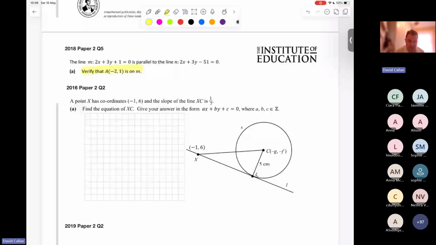2016, we have this lovely point, this lovely slope, and they literally said get the equation in that form there. There you go again, another equation of the line. So they're not pushing you too much so far anyway.